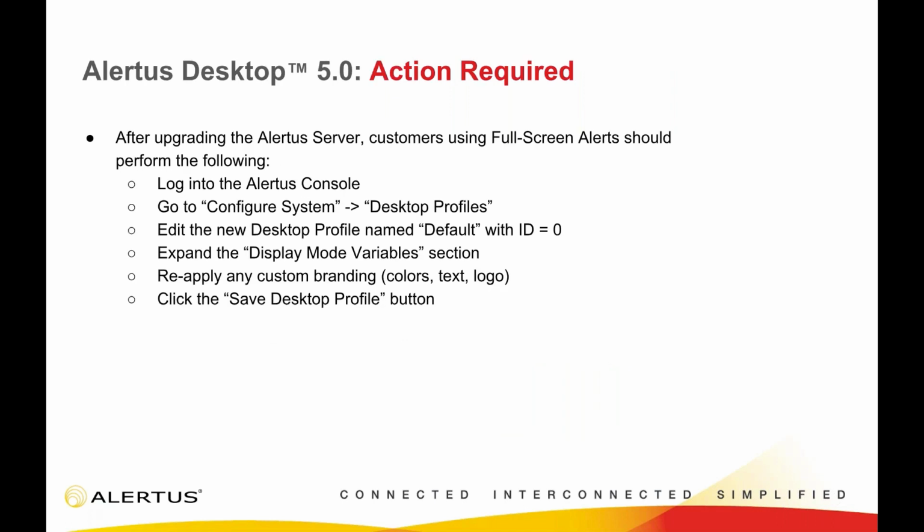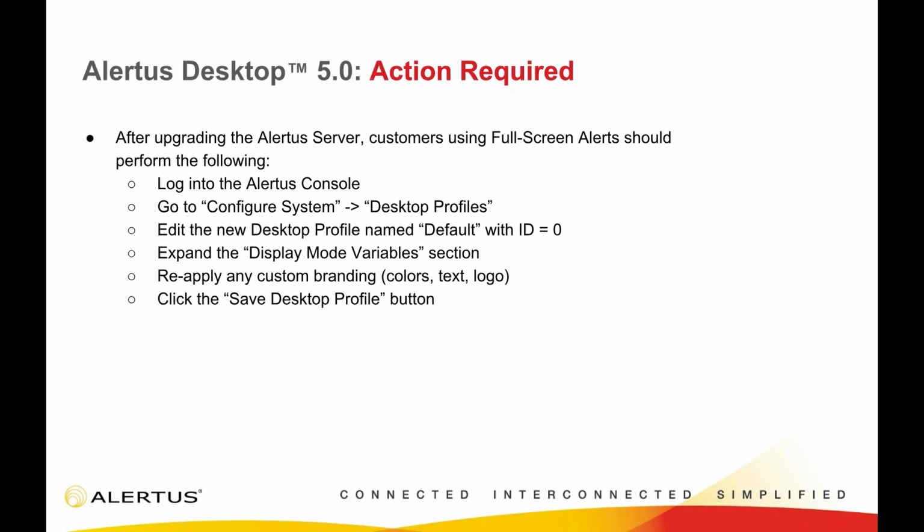So as far as action that is required from you to make sure this Alertus desktop is functioning to the best of its ability, some steps, they're pretty easy steps, but we do want to ensure that you guys take them. Once you're into your Alertus console, you're going to go to Configure System, click on Desktop Profiles, edit that desktop profile name default with ID 0.